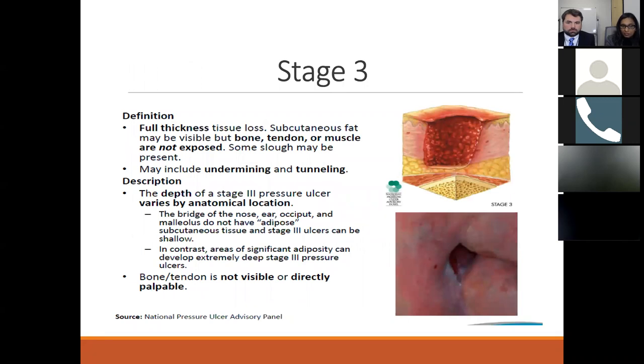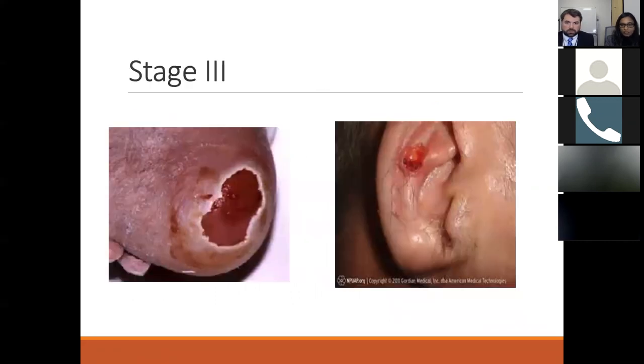Next is stage three. So full thickness tissue loss. As you guys could see here, it goes deeper into the tissue of the wound, but we haven't gone through the fat to the bone yet, so it's full thickness tissue loss. There's no bone or tendon, and the muscle's not exposed, so it's just the tissue there. So with stage three, if you can probe, you're essentially just going to get the soft tissue here.